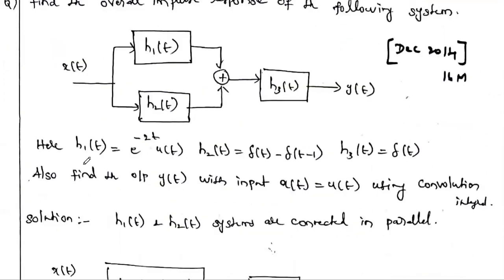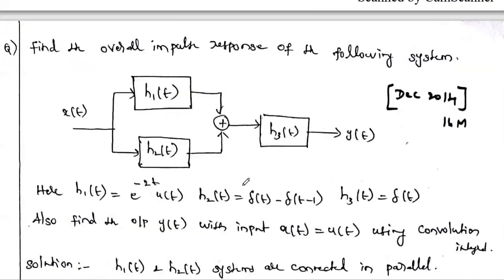Here h1(t) is given as e power minus 2t u(t). h2(t) is given as delta(t) minus delta(t minus 1). h3(t) is given as delta(t). And also find the output y(t) with input x(t) equal to u(t) using the convolution integral. So this is the question. In order to solve it, first we have to find the overall impulse response.